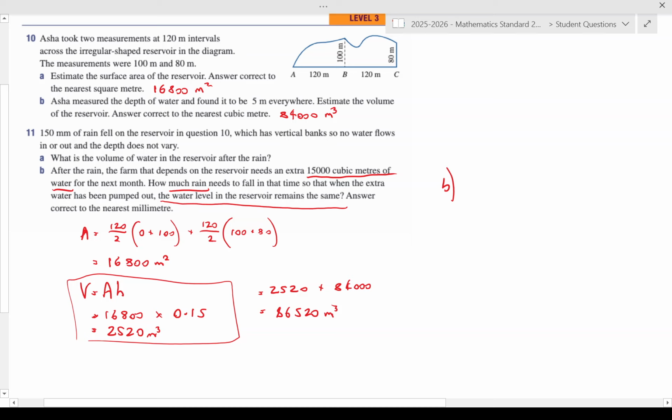So to be honest, we can actually ignore question 11A. We don't need that. All we're really worried about is how much rain do we need to get 15,000 cubic meters of water. Okay, so the rest of it doesn't matter because we're taking that water out and ignoring it. We just want to know how much we need to get that extra 15,000. So we know that our volume equals our surface area times our height or our amount of rain. So H is what we're actually going to find. So that is our amount of rain given in meters.